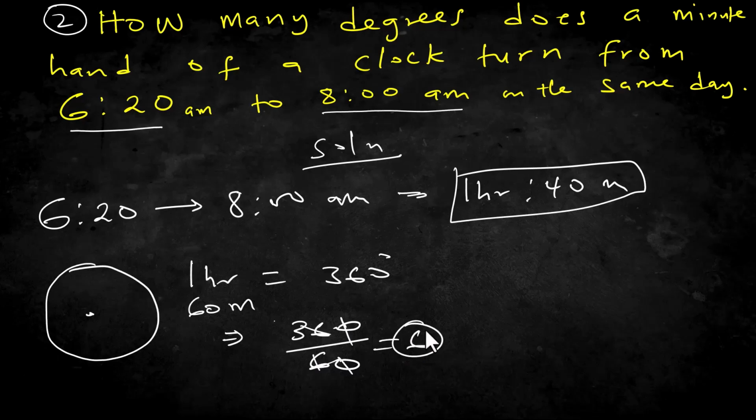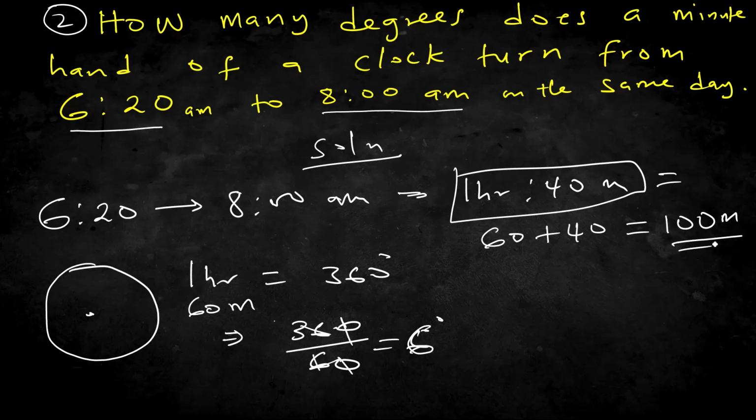Now having 6 degrees as the angle for each minute, we can go ahead and calculate the number of minutes here, then multiply by the angle here, that is 6 degrees. Now from 6:20 to 8 we have 1 hour 40 minutes. So 1 hour 40 minutes to minutes, so 1 hour here is 60, so 60 plus 40 minutes, so we have 100 minutes. So 100 minutes, and then 1 is 6.